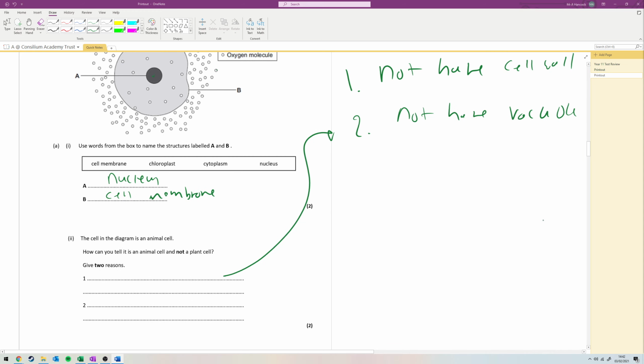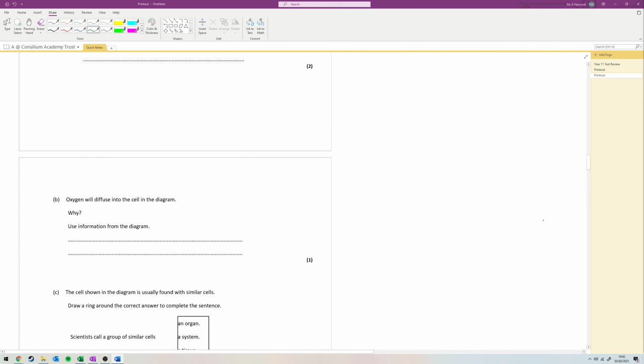Right, let's go down a little bit. B, oxygen will diffuse into the cell in the diagram. Why?